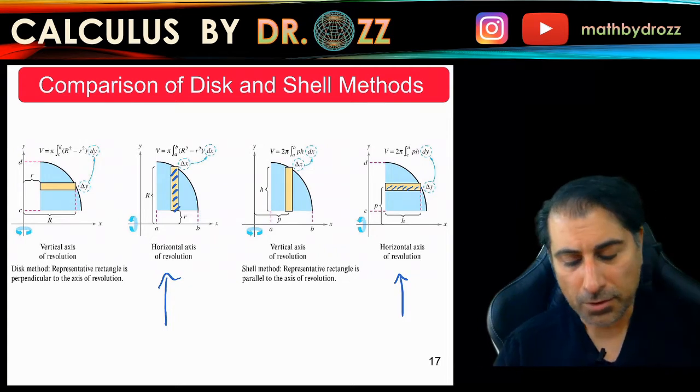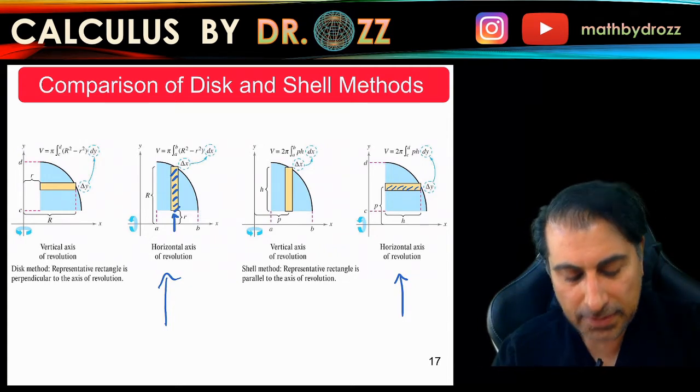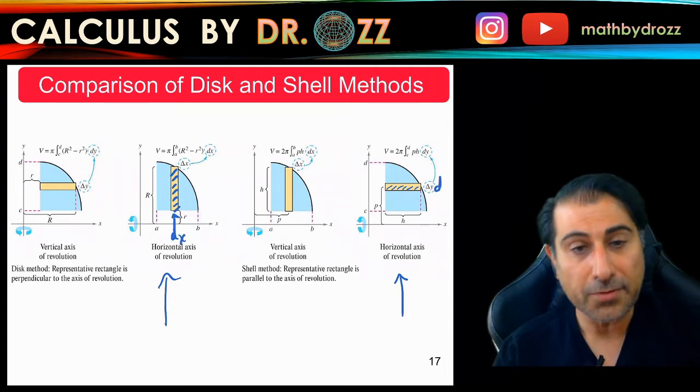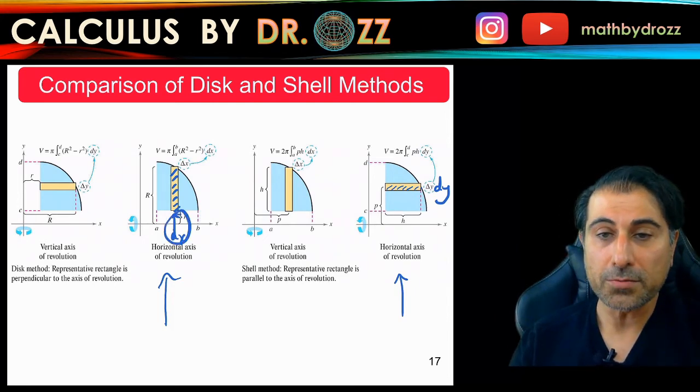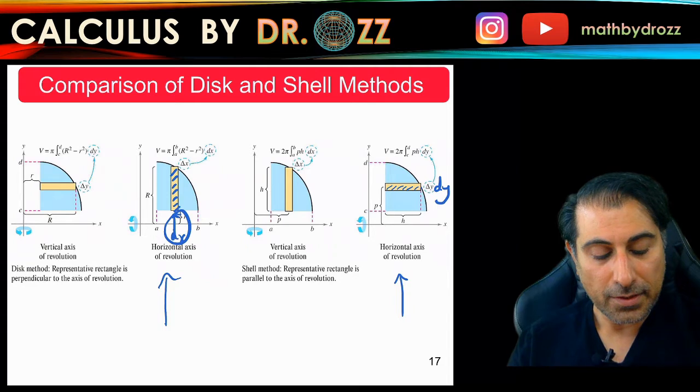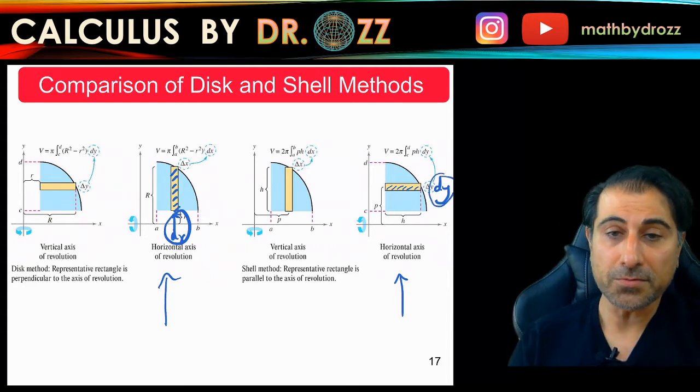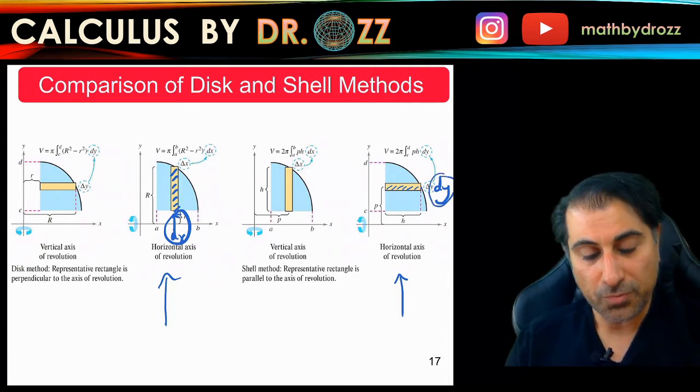Here the thickness is dx, whereas here the thickness is dy. So here all the integral components are written in terms of dx, and in this example everything is written in terms of dy. And what formulas do we need here?